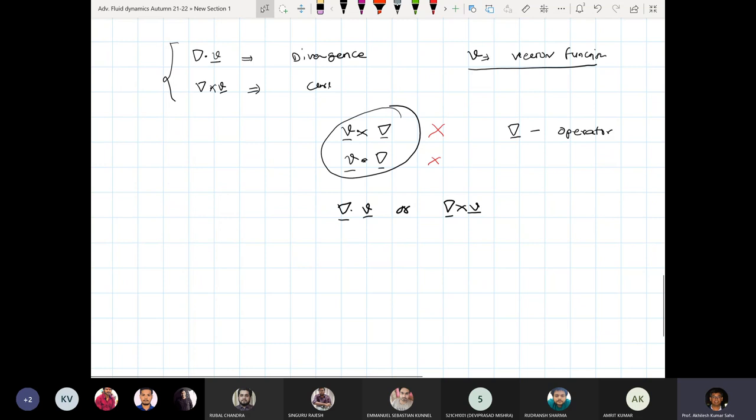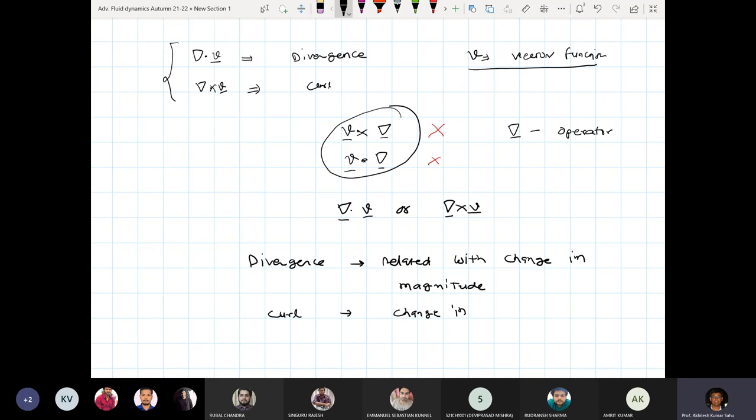So physically, both divergence and curl are related with the change in your vector function. For a scalar function, there is only the magnitude, but for a vector function you have both a direction as well as a magnitude. So divergence is related with change in magnitude, and curl with change in direction. Both, see, I have del there, right?